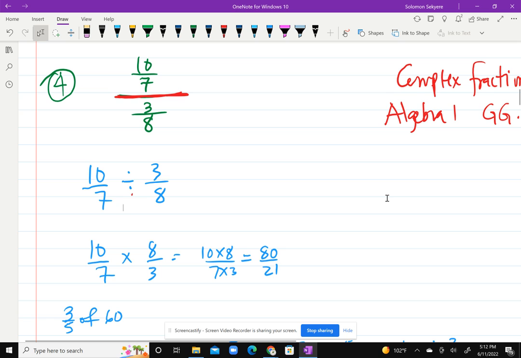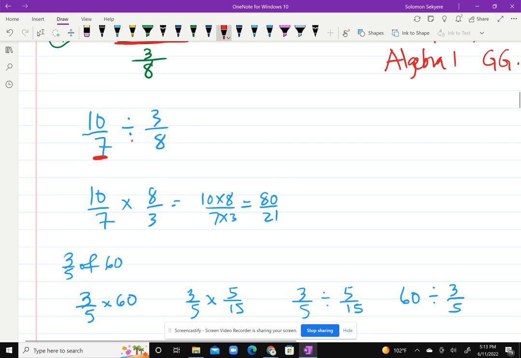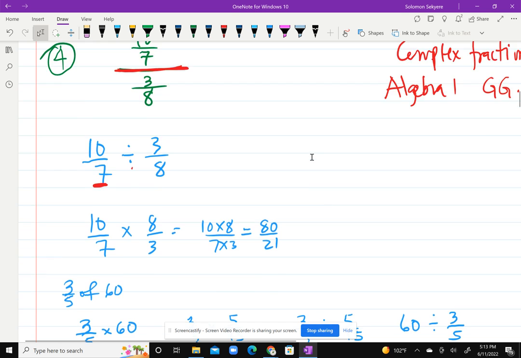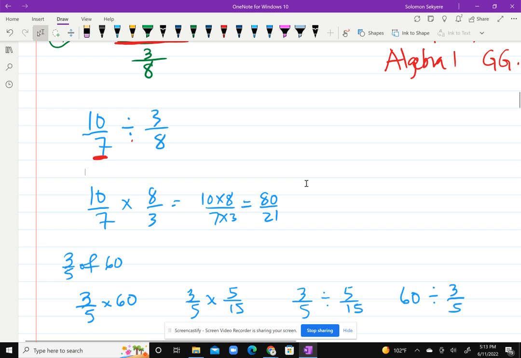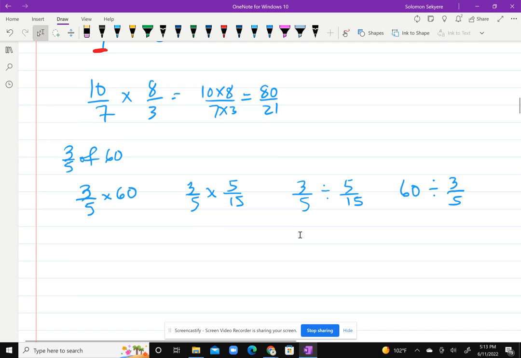Basically it's keep, flip, change. Keep 10 over 7, flip 3 over 8, and then multiply. And then this is what you have. And then we are back to what we did here. So you've changed the division to multiplication. And then the last part here, if I ask you to find 3/5 of 60, what it means is 3/5 times 60, which is 60 over 1. Okay, then I simplify. 5 goes here 1, 5 goes here 12, 3 times 12, 36 over 1.